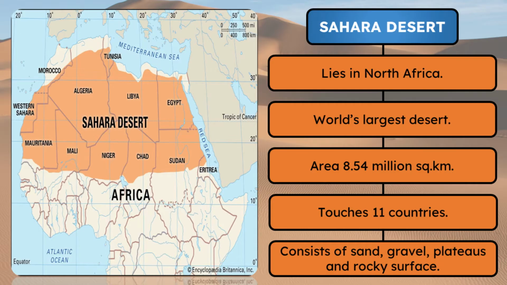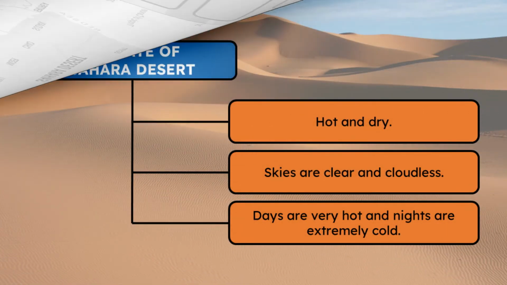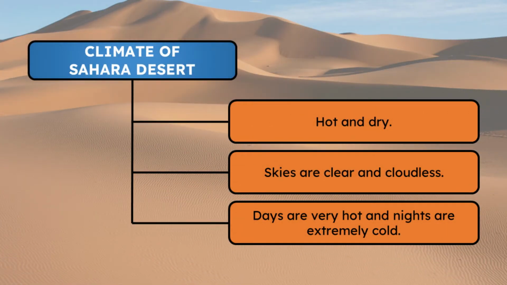And all over this, you will find sand, gravel, plateaus, and rocky surfaces. And this is the climatic condition of Sahara Desert. They are hot and dry. The skies are usually clear and cloudless. So even if you look at the background in the slide, you'll see the sky to be very much cloudless. And then in hot deserts, the days will be very hot and the nights will be extremely cold.